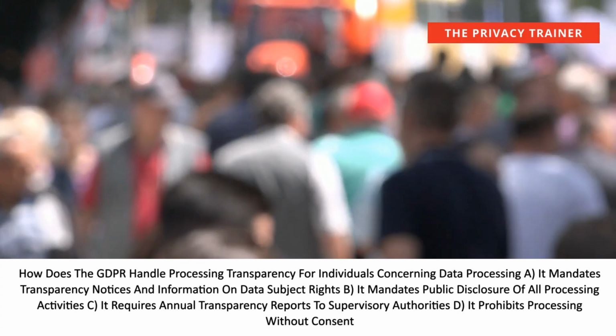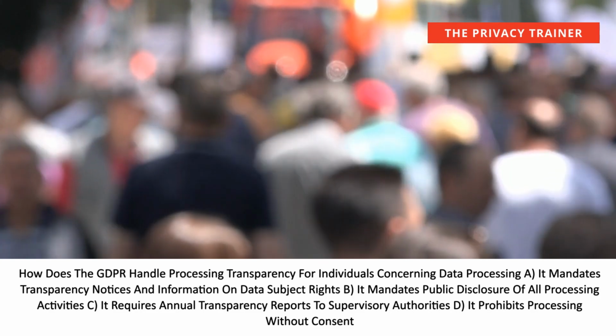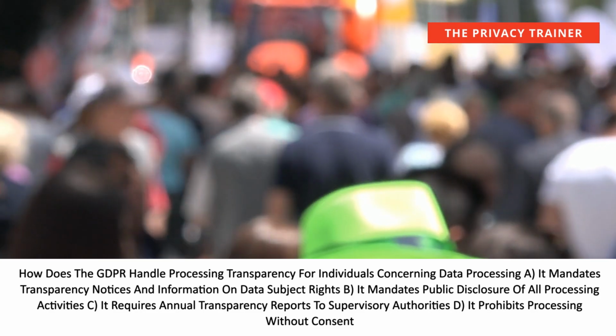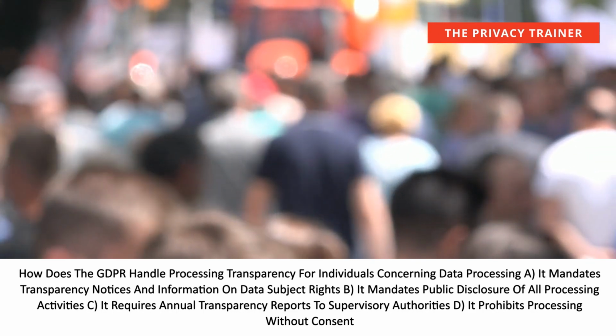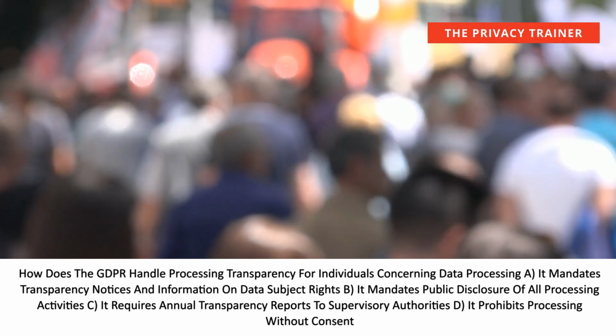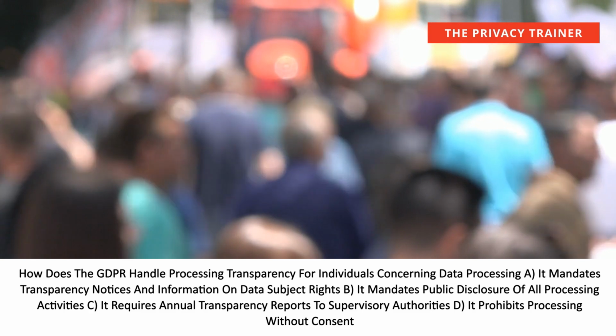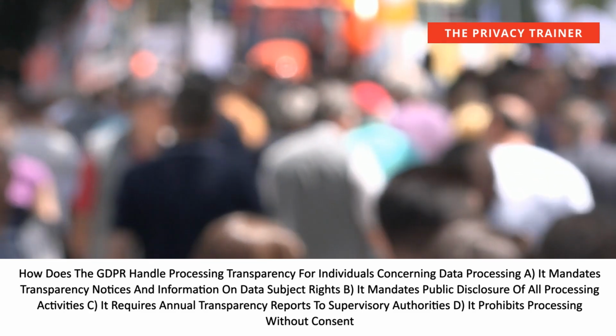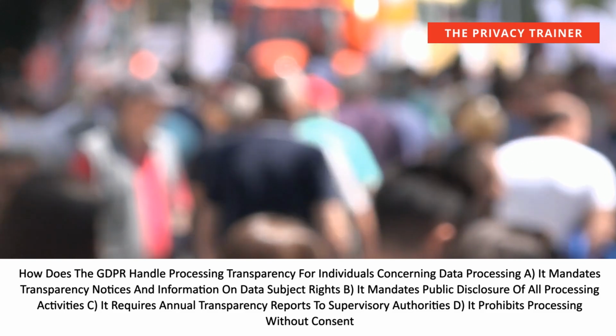How does the GDPR handle processing transparency for individuals concerning data processing? A. It mandates transparency notices and information on data subject rights. B. It mandates public disclosure of all processing activities. C. It requires annual transparency reports to supervisory authorities. D. It prohibits processing without consent.